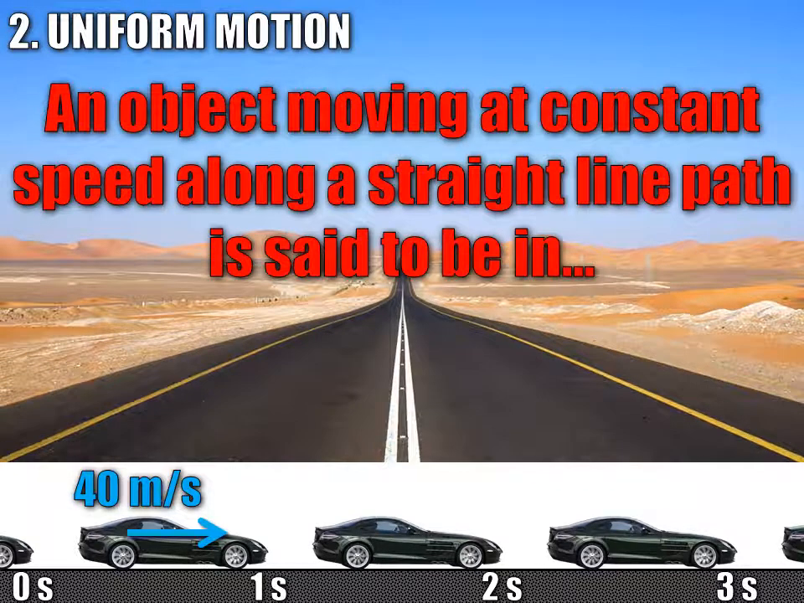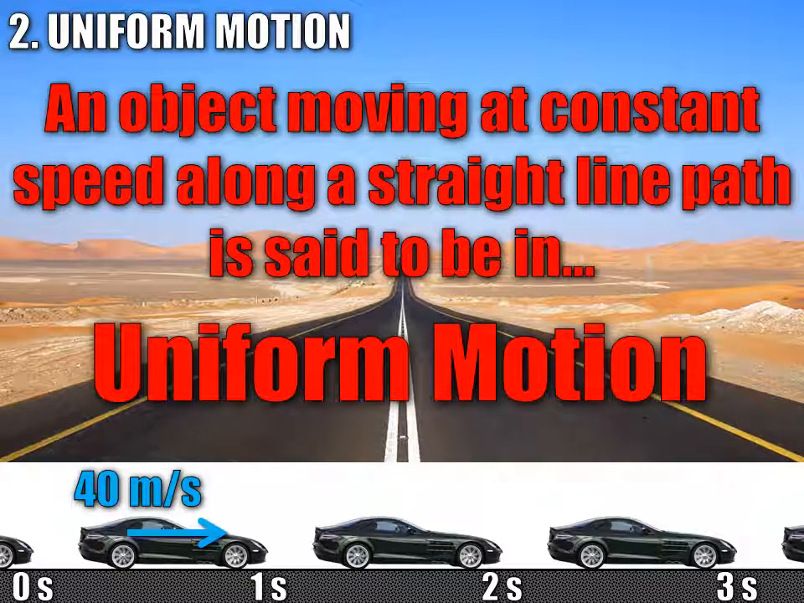Now, when an object moves at constant speed along a straight line path, we say that it is in uniform motion. This is a very special case of motion in which a car is traveling at a constant speed and traveling in a straight line path, which means it has constant velocity, that neither the speed nor the direction are changing. And this is called uniform motion. Uniform motion is extremely rare. There's very few objects in nature that move with uniform motion. It's a very special case type of motion, and that's why it's going to be the first one that we're going to be talking about today.